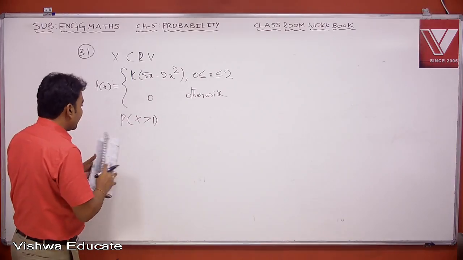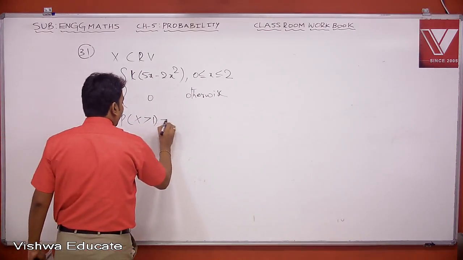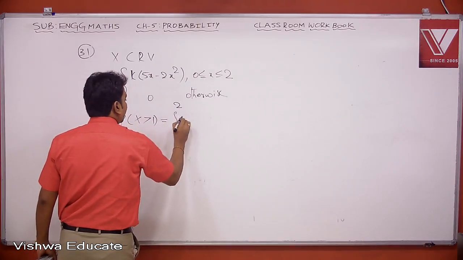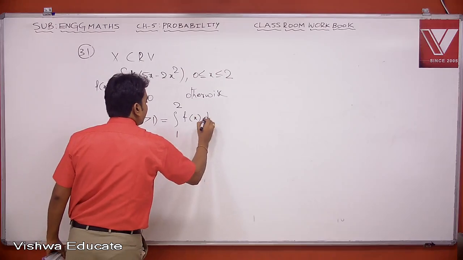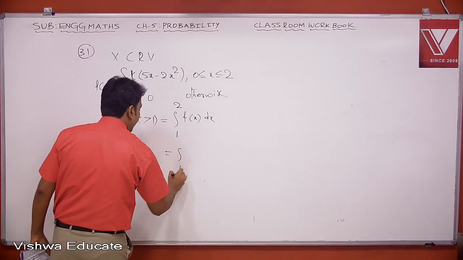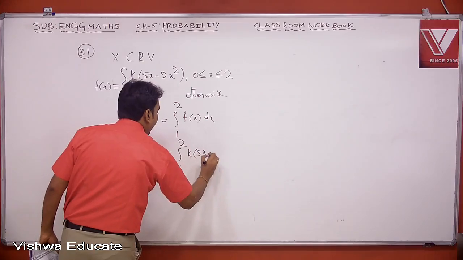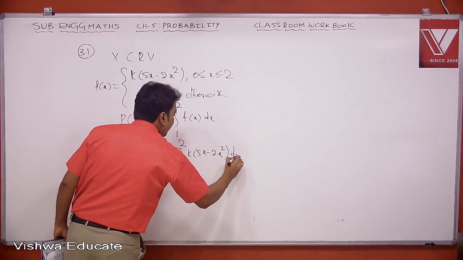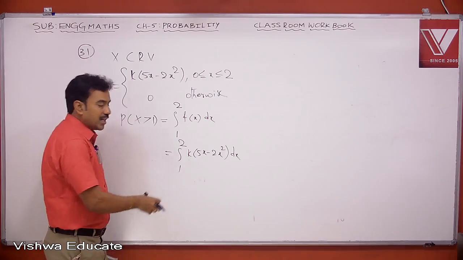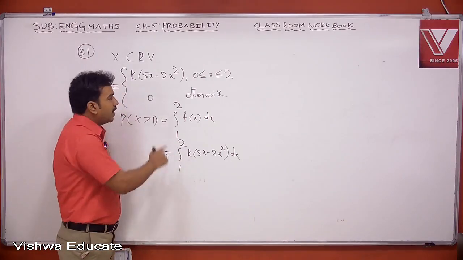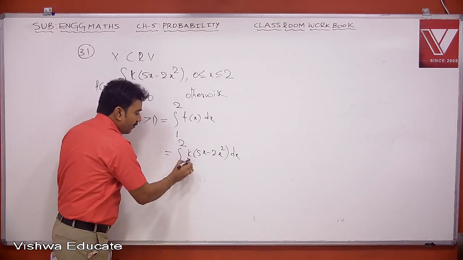Now here P of x greater than 1 means basically integral 1 to upper limit, which is 2 only, f of x dx. So therefore this is integral 1 to 2 of k times 5x minus 2x square dx. So therefore we can evaluate this definite integral only when the k value is known. Now let us see how to get the value of k.